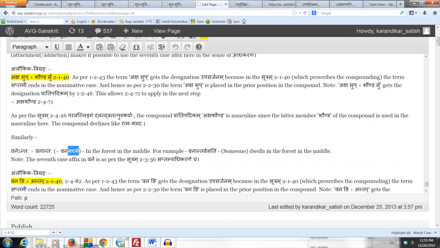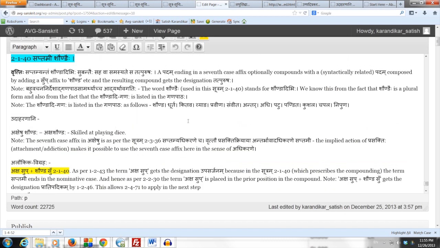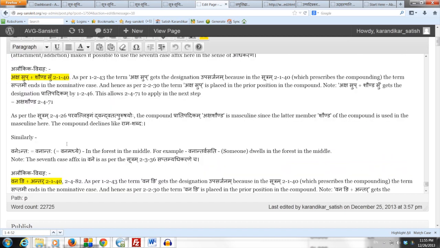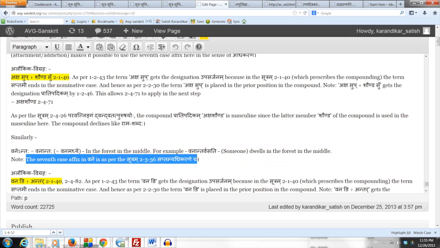The Avyayam Antar has the meaning of Madhye, meaning in the middle. So for example, we could have a sentence like Vanantar Vasati. Someone dwells in the forest in the middle. Vane Madhye Vasati ityarthaha. So note here says that the seventh case affix in Vane is as per the Sutram Saptamyadhikaranecha. The forest is the Adhikaranam, the location where the middle is located.